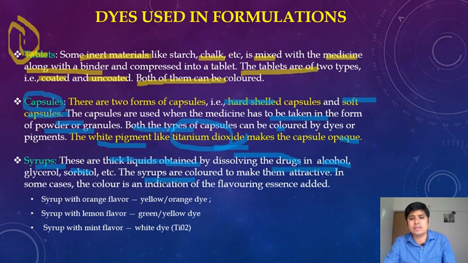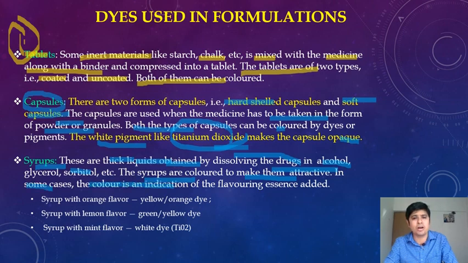The syrups are mostly colored. Why are they colored? To make them attractive. If in your house there are some small children, they may have attraction. They say, I want to take this pink syrup, I like green syrup, I like orange syrup. So if a syrup has an attractive color, it can be taken very easily by children or kids.